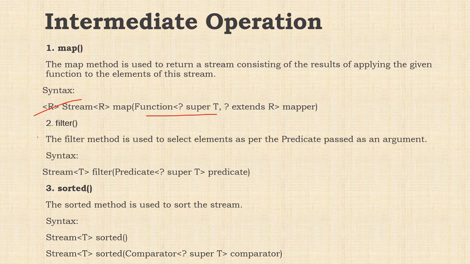So this is the overview. At last we'll do the coding to understand everything. This is the filter method. The filter method is used to select elements as per the predicate passed. So in filter we have to pass the predicate; the predicate takes input and returns true or false, a boolean. And map will take a function and return the result.